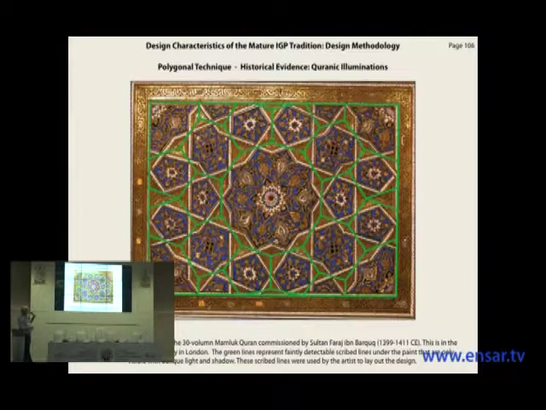On certain manuscripts, you can see underneath the paint the artist scribed in the structure from which the painting was laid down, or the pattern was laid down. And this one is at the British Museum. I had the opportunity to study it, and with the light at an oblique angle, it's possible to see the shadow of the underlying structure, thereby giving certainty to this structure having been used.